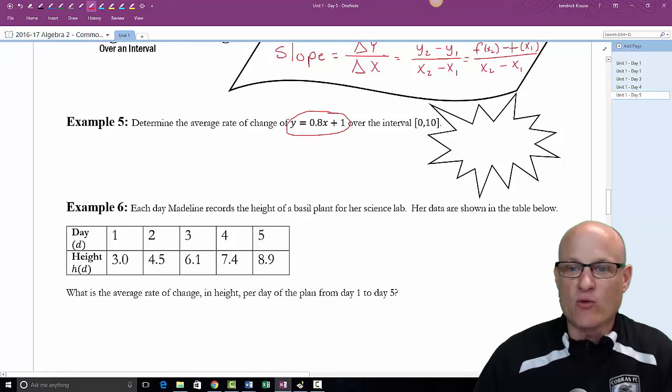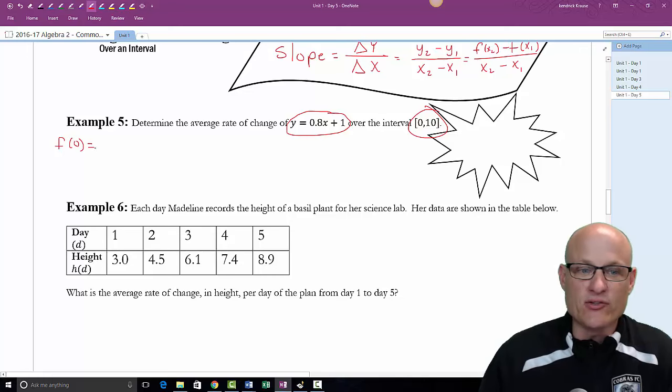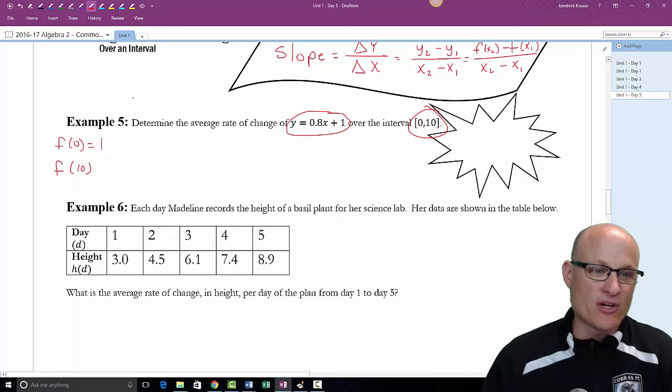So we want to do it over this interval from 0 to 10. So we're going to find out what f of 0 is. Well, f of 0 is 1. You probably wonder where I got that from. I plug in 0: 0.8 times 0 plus 1 is 1. f of 10 is 0.8 times 10 plus 1, which is 9.